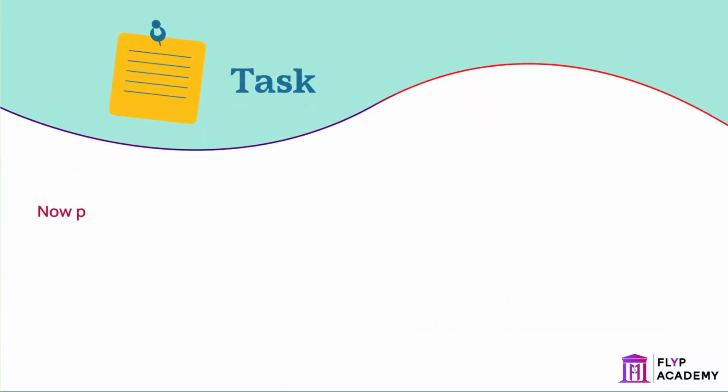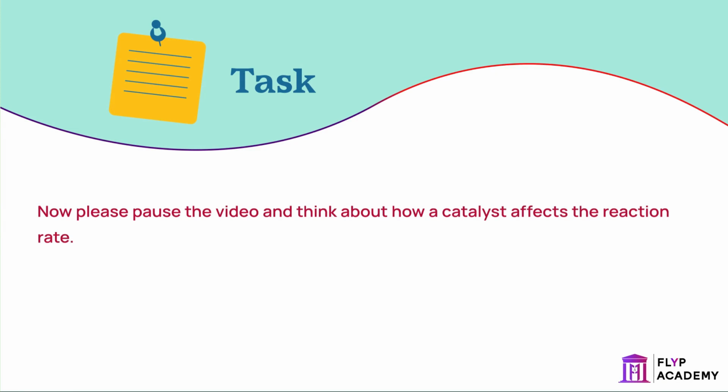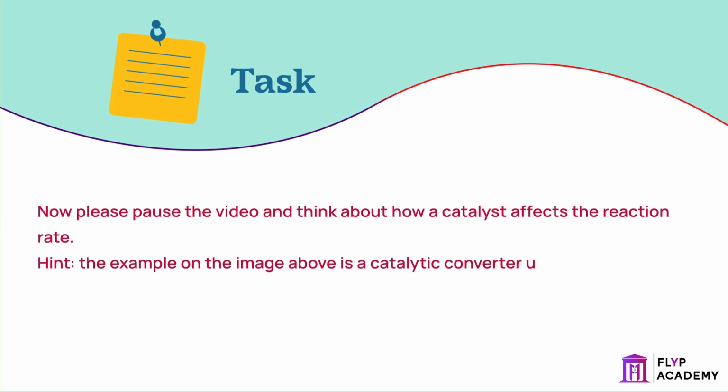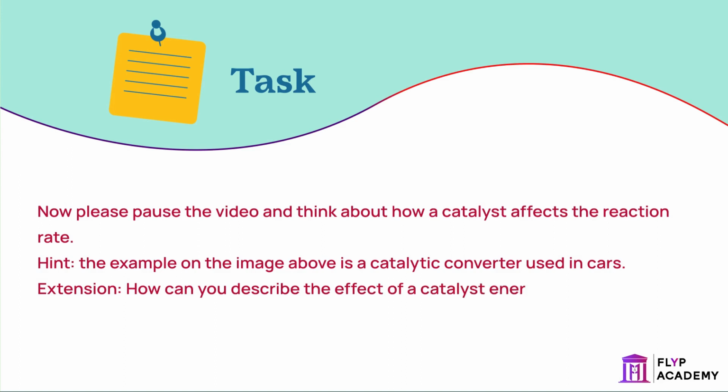Task. Now please pause the video and think about how a catalyst affects the reaction rate. Hint: the example on the image above is a catalytic converter used in cars. Extension. How can you describe the effect of a catalyst energetically?